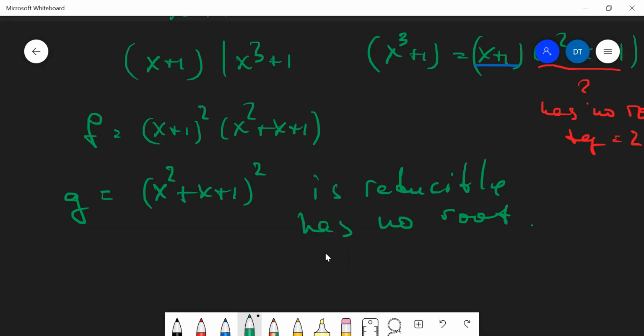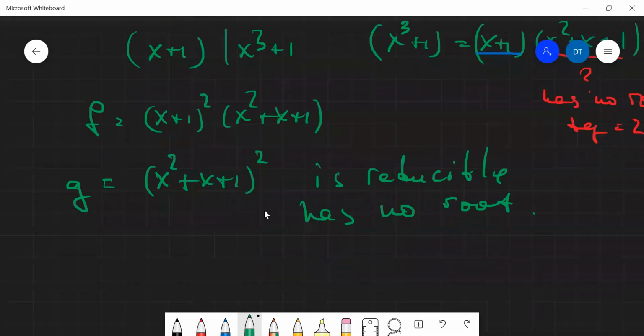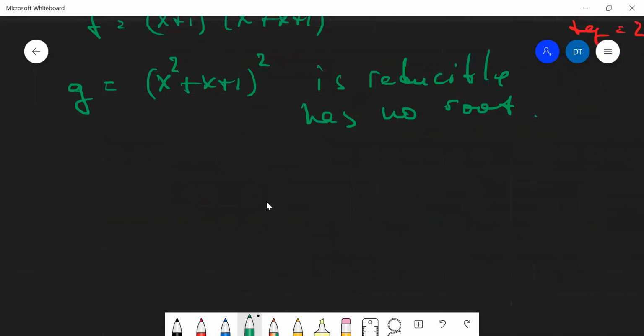Okay. The next thing I would like to discuss is how to find irreducible polynomials over the field Z2. It's a very important task to solve.